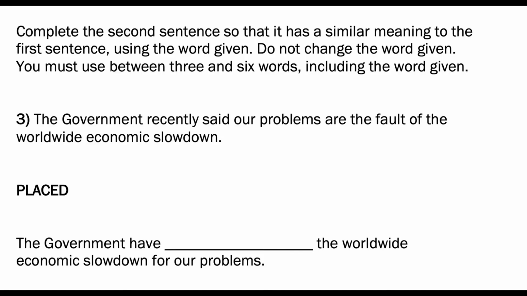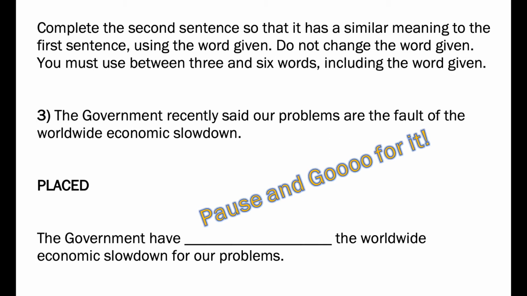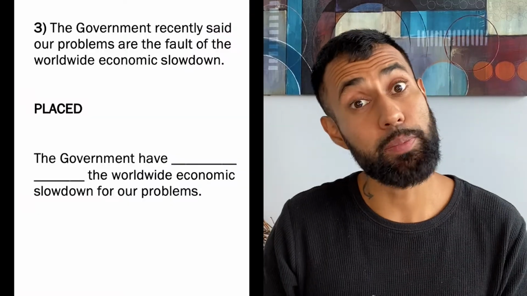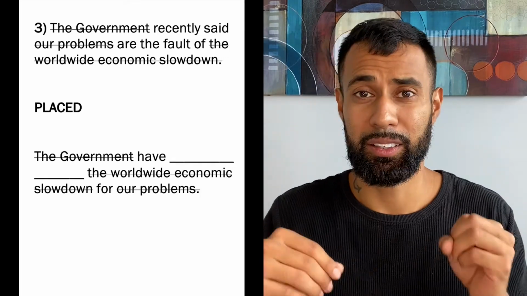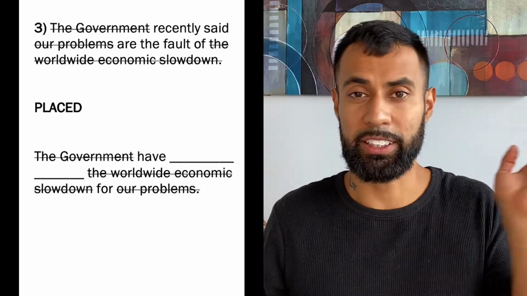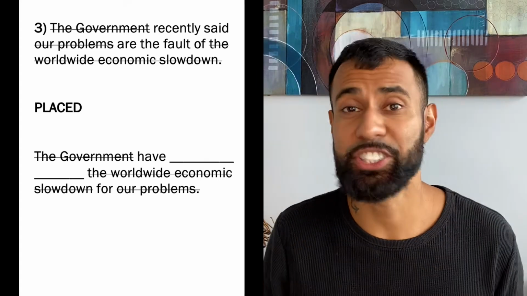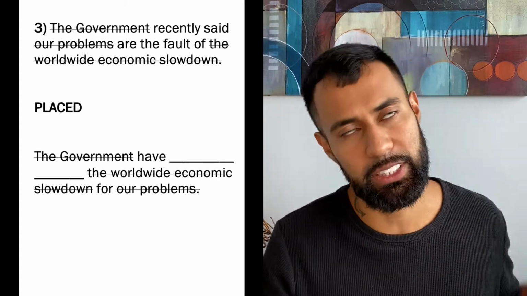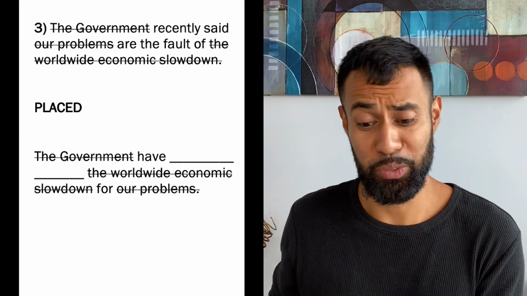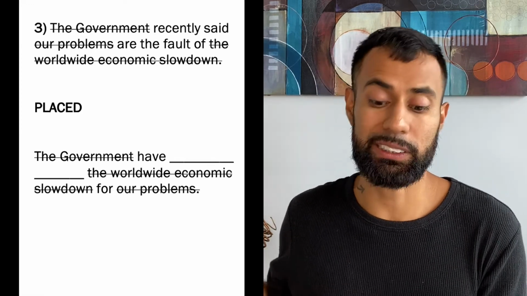Original sentence: the government recently said our problems are the fault of the worldwide economic slowdown. Keyword is placed, and the sentence to transform: the government have blank the worldwide economic slowdown for our problems. Our last check for the day. Good thing about this one is you can cut a lot of it. Cut out the government, cut out the worldwide economic slowdown for our problems, and you're left with recently said our problems are the fault of.